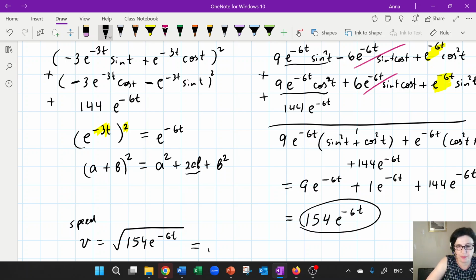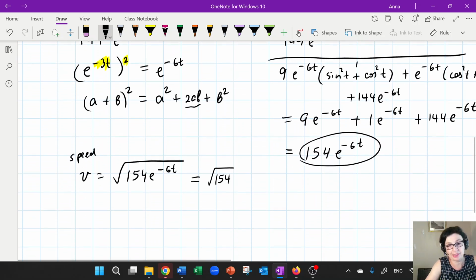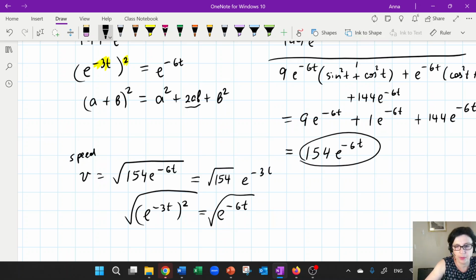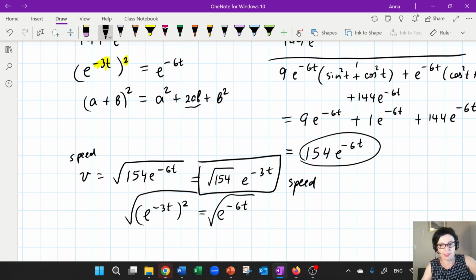If you were to simplify this, you get the square root of 154. And when you take the square root of e to the negative 6t, well, guess what? When we took e to the negative 3t and squared that, we got e to the negative 6t. If you take the square root of both sides, guess what happens? Square root and square will cancel. That will just become e to the negative 3t. And that is your speed right here. Man, this one was hard.